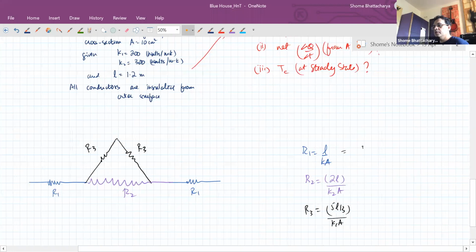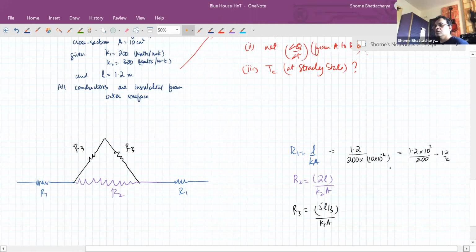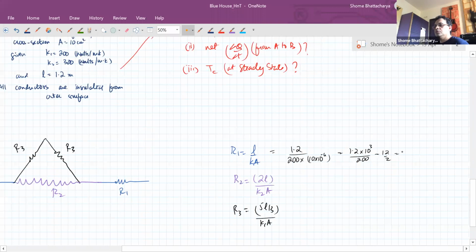So this is 1.2 meters divided by K1, which was 200, into A, which was like this. So 1.2 into this will become 10 raised to 3 divided by 200. So 12 by 2. So that should be 6 watts per meter Kelvin. So this is my R1.